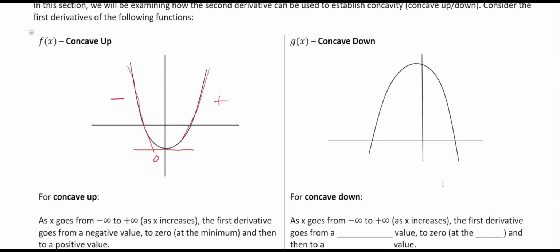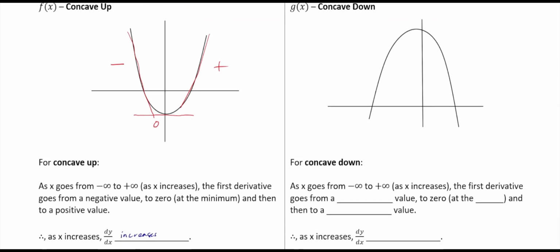Now let's look at the next example for concave down. As x goes from negative infinity to positive infinity, the first derivative goes from, let's just take a look right here, positive to 0 to negative. So it goes from a positive value to 0 at the max, and then to a negative value. So as x increases, dy/dx is decreasing. We can see it's going from positive to 0 to negative. Okay, so therefore it's decreasing.